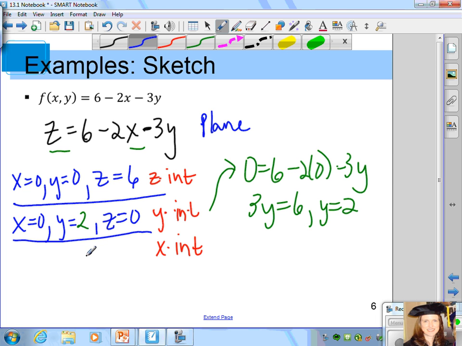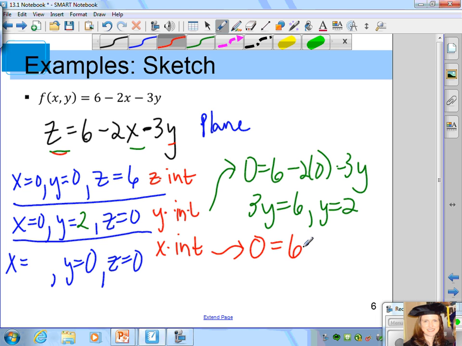Now to find the x-intercept, you're going to determine what the value of x is when y is equal to 0 and z is equal to 0. That's finding the x-intercept, and we can do that by plugging in y equals 0 and z equals 0 into the equation. We get 0 equals 6 minus 2x minus 3 times 0. And when you simplify this, you get 2x equals 6, so x has to equal 3. So we found the x, y, and z intercepts.